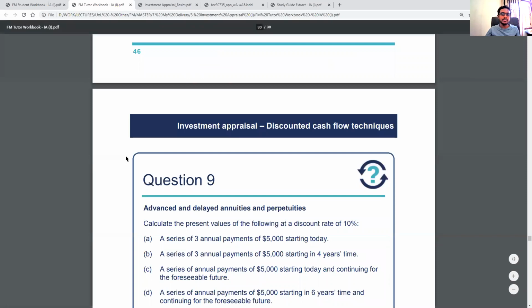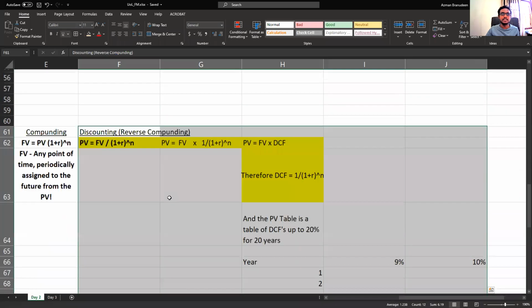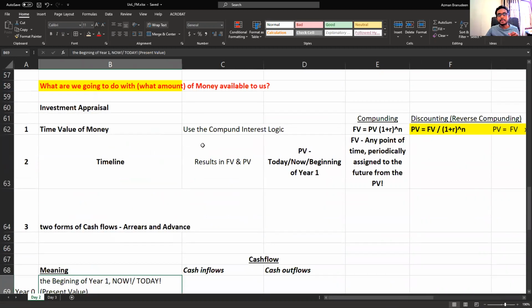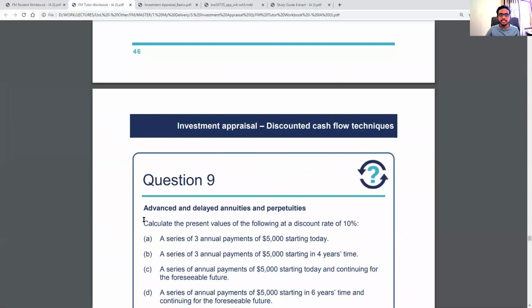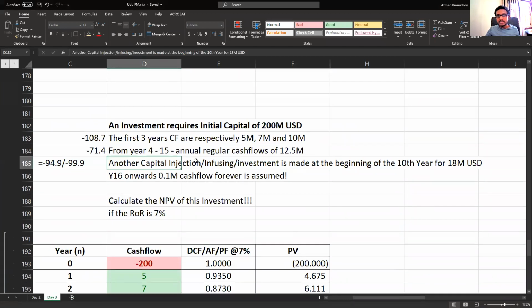Yeah, so one of the things that, if you remember, I touched on when I looked at last week's session is my explanation on the advance payments and the arrears payments. Arrears and advance. In this sum, when I quoted the figure to you, I told you another capital investment is made at the beginning of the 10th year. It's an advance payment for the 10th year perspective, right?